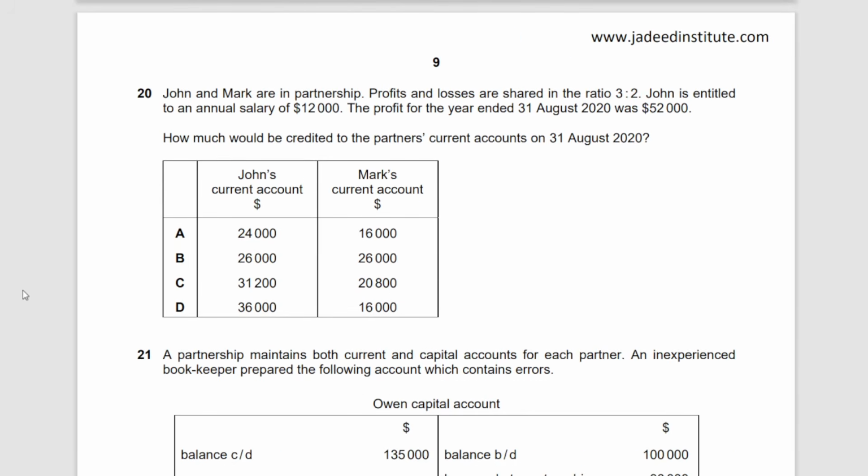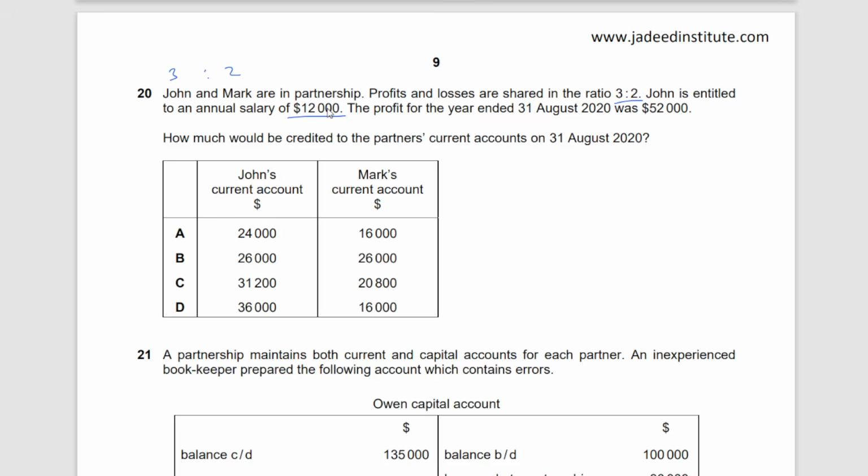Let's move on. John and Mark are in partnership. Profits and losses are shared in the ratio 3:2. It's respectively. That means the one that's mentioned first gets the first ratio, and then the second one gets the second ratio. John is entitled to an annual salary of 12,000. Remember, partner's salary is basically a distribution of profit. It is not an expense. Listen to that sentence carefully.